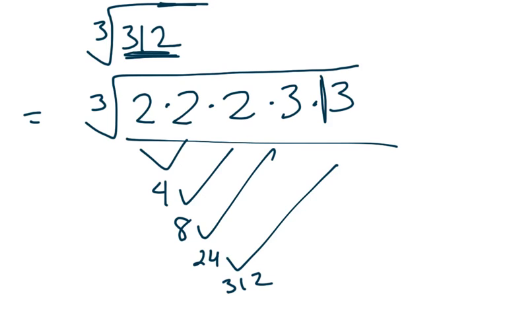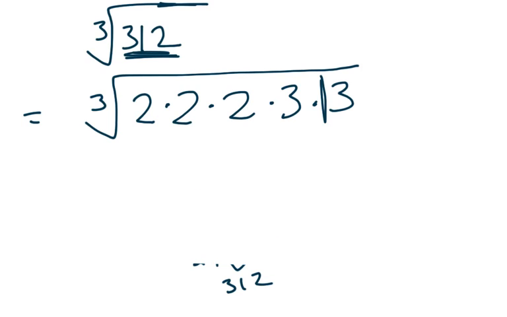So we have all prime factors, and all of them multiply out to 312. So we've rewritten the cube root of 312 with the radicand of 312 in its prime factorization.